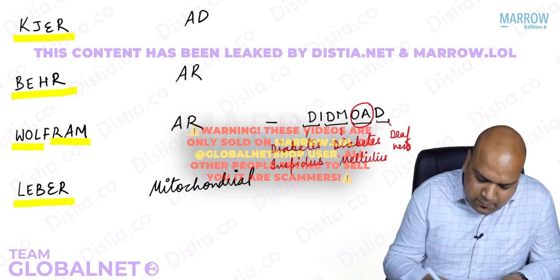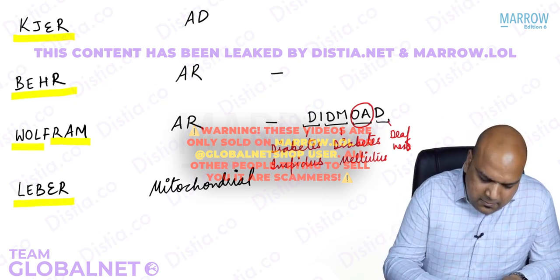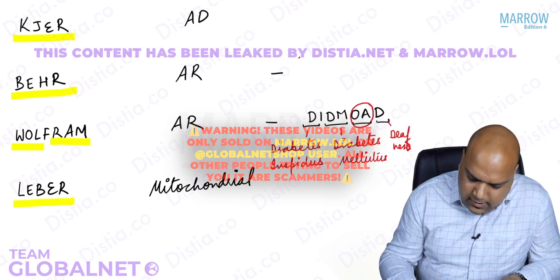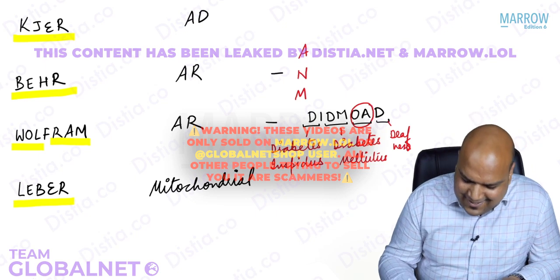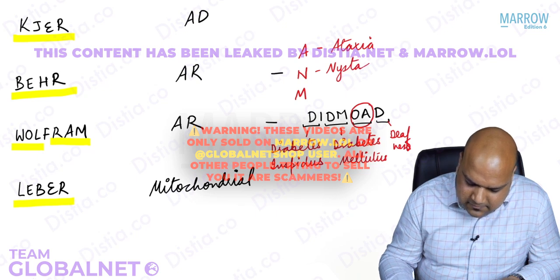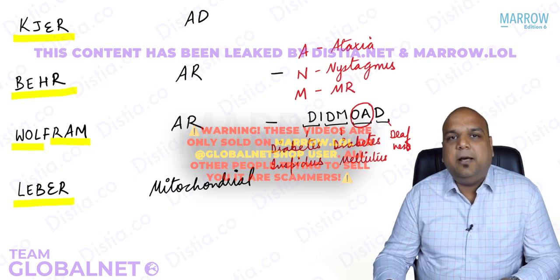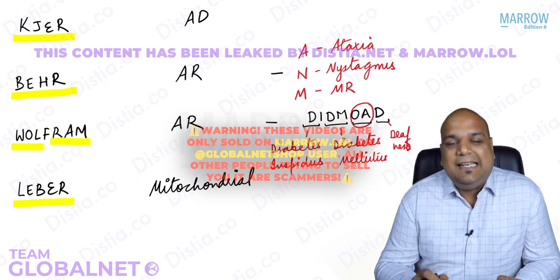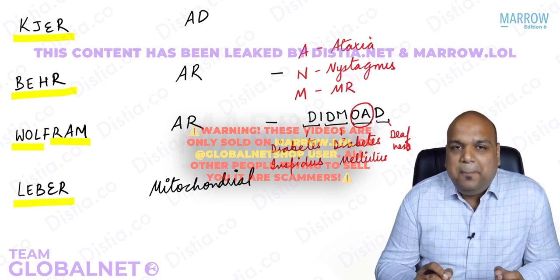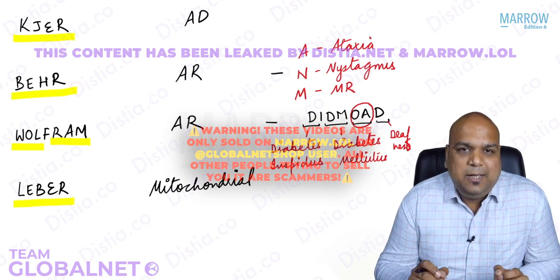Systemic associations of Behr, everybody, can be remembered by the mnemonic ANM. Okay, everybody, ANM workers. So A is ataxia, N is nystagmus, and M is mental retardation, MR, everybody. Yes. So these are the three systemic associations of Behr hereditary optic neuropathy.